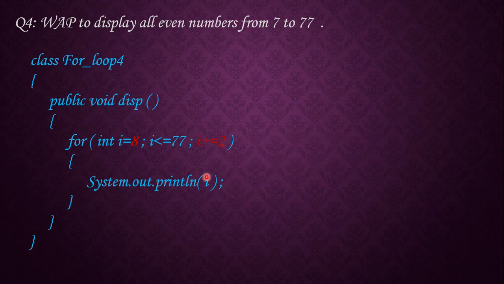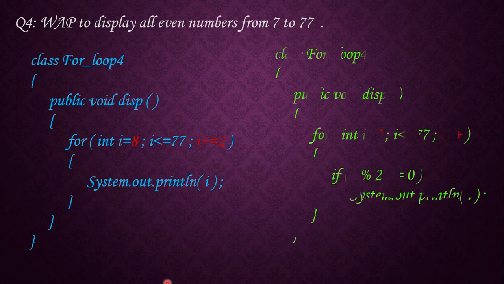So even numbers are always in the interval of 2. So my even number is 8. After that, my even number 8 plus 2, that is 10. Then again 10 plus 2, that is 12. So in this manner all the even numbers will be printed from 8 to 77. Okay. So this program can be done in another manner also.